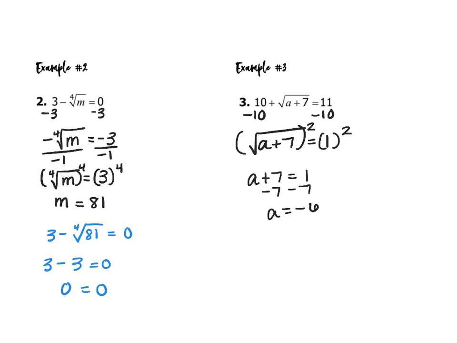When I go back in to make sure it's not extraneous, I'm going to have 10 plus the square root of negative 6 plus 7 equals 11. Well, that's 10 plus the square root of 1, which is 10 plus 1. And 11 equals 11, so that's good.